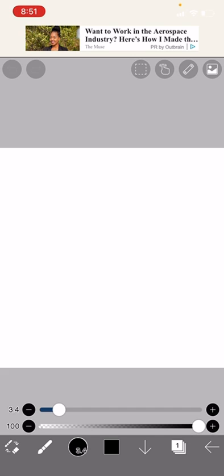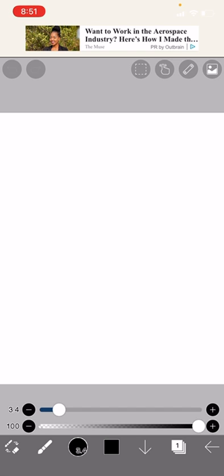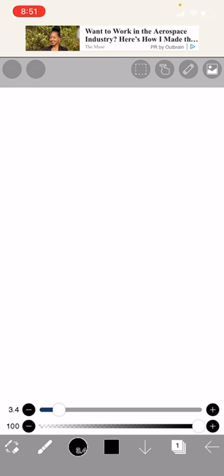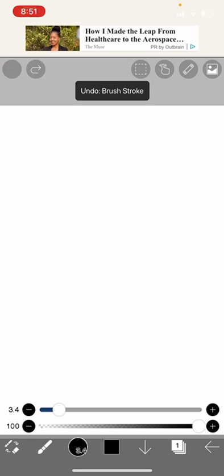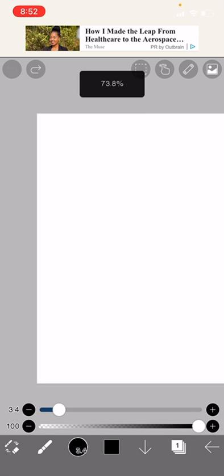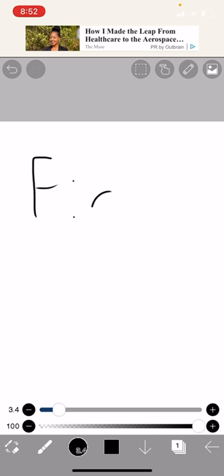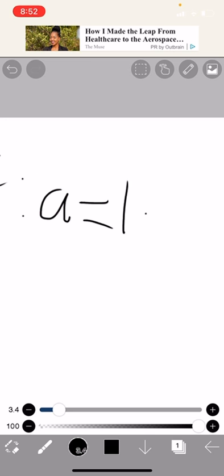Okay, so anyway, what we're going to be doing is first off finding out areas of certain shapes. So let's just write down the formula: A, which is area, equals length times width.